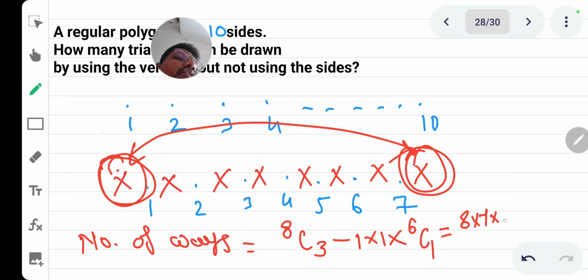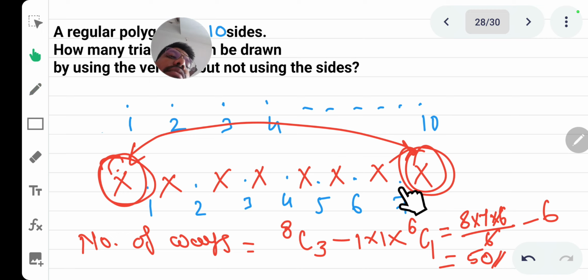8 into 7 into 6 upon 3 into 2 into 1 is 6, minus 6. So 6 got cancelled. 8 into 7 is 56. 56 minus 6 is 50. So 50 triangles can be drawn. So it was pretty easy, right?